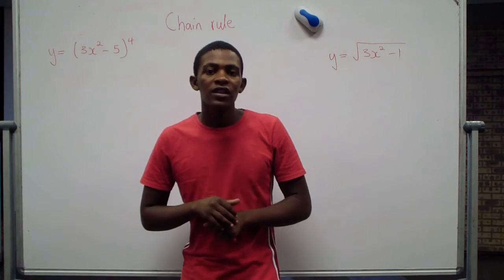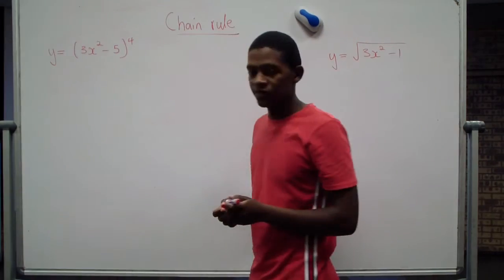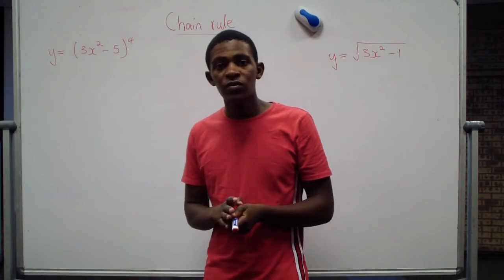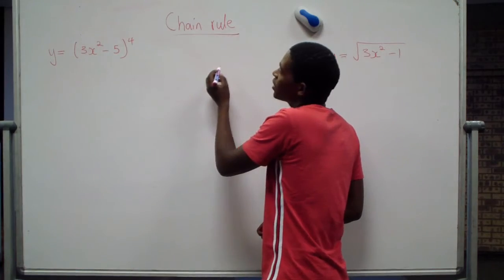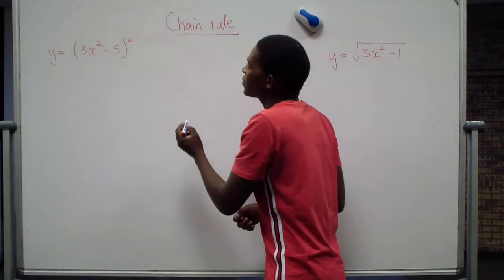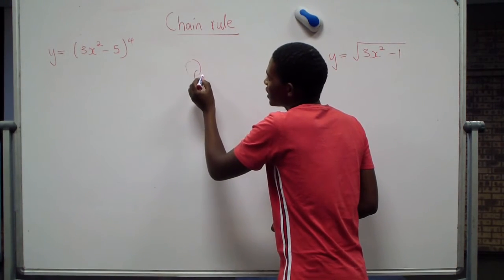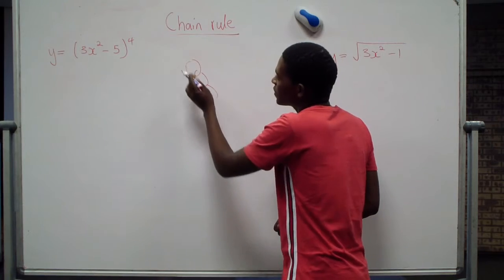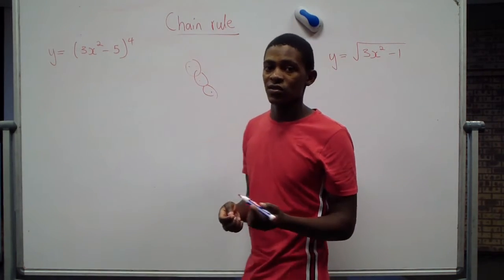Today we'll be doing differentiation and we'll be doing chain rule. With chain rule, what you need to know is that when you differentiate, you need to differentiate from the outer part to the inner part. We call this a chain rule because it's like a chain. You differentiate here, you differentiate here, you differentiate here, etc.